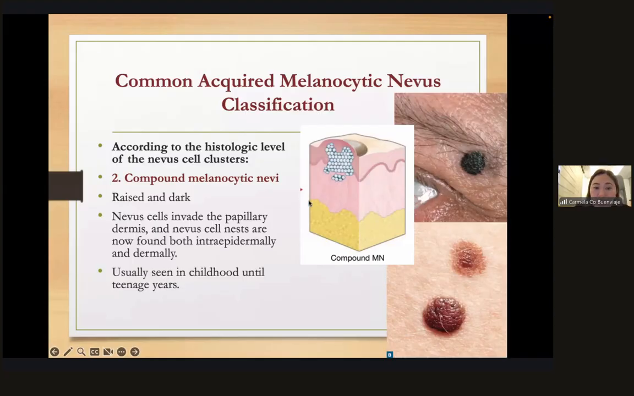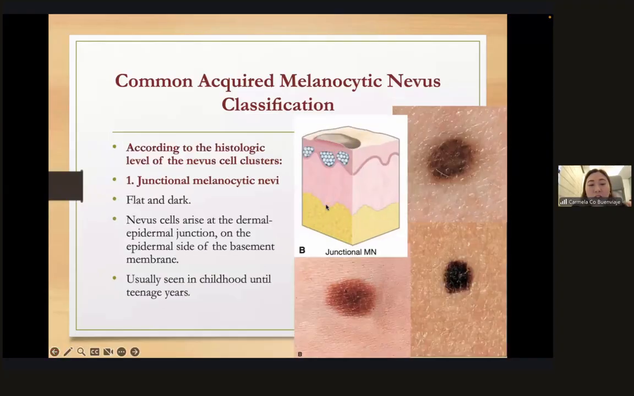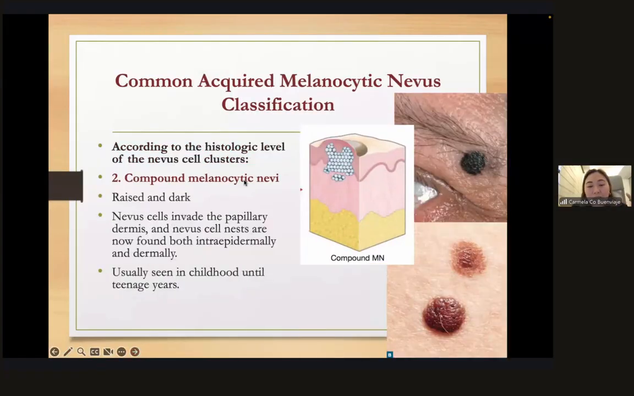So at this stage, they are already raised and dark. So nevus cells invade the papillary dermis already. So the nevus cells go down deeper. And the nevus cell clusters are now found both intraepidermally and dermally. So both. Diba, earlier in junctional nevi, they are mostly in the epidermis. So at this stage, the compound melanocytic stage, they are both in the epidermis and in the dermis. So again, this is seen in childhood and teenage years usually.